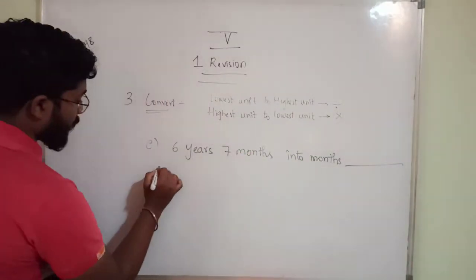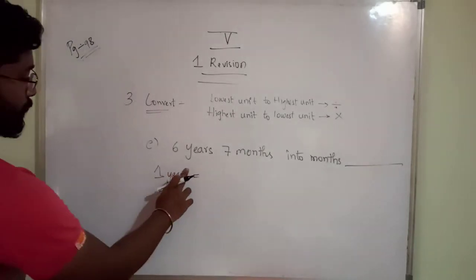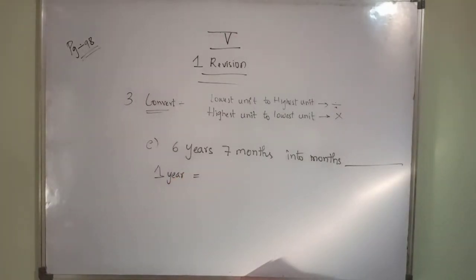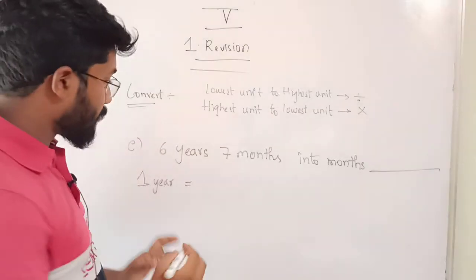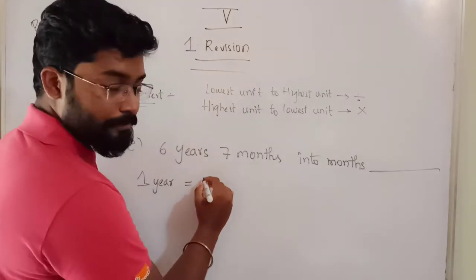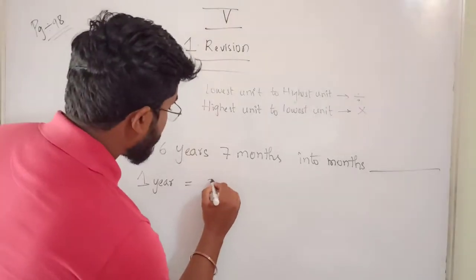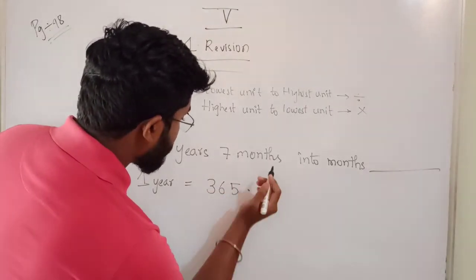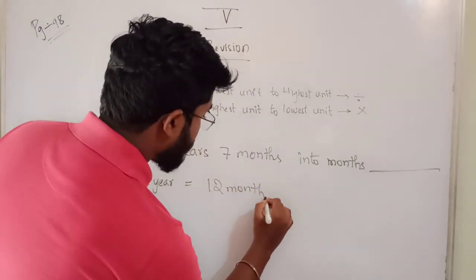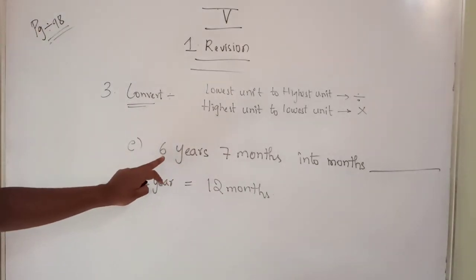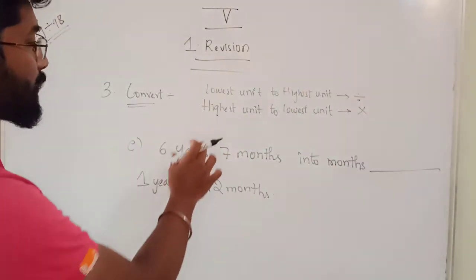So let's see. 1 year contains how many days? 1 year equal to how many days? 365. Sorry, you want in months, no? So 1 year equal to 12 months. 1 year equal to 12 months, no? So you want 6 years 7 months into, you have to convert into months. Means highest unit to lowest unit.